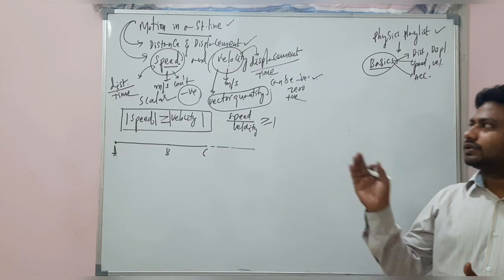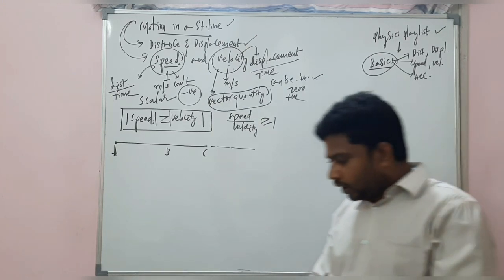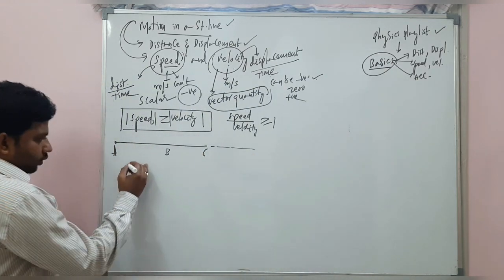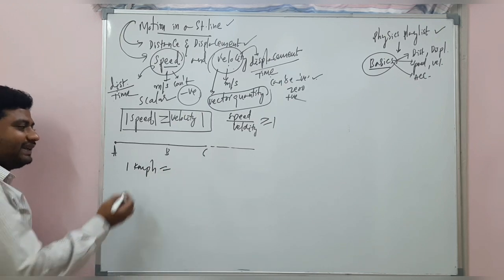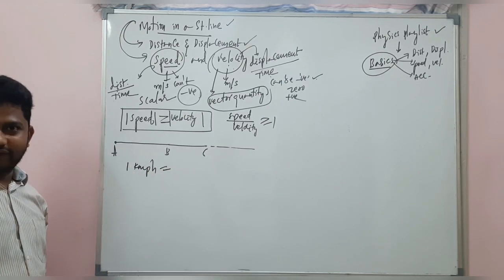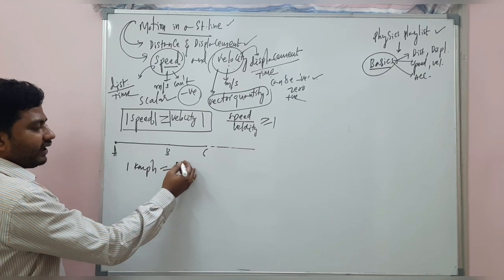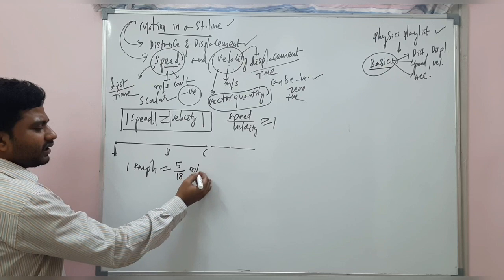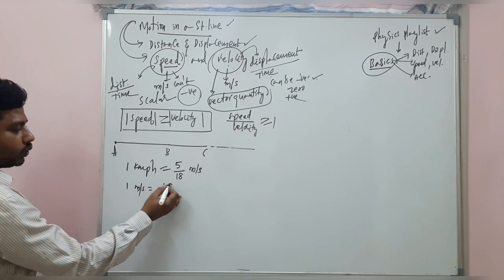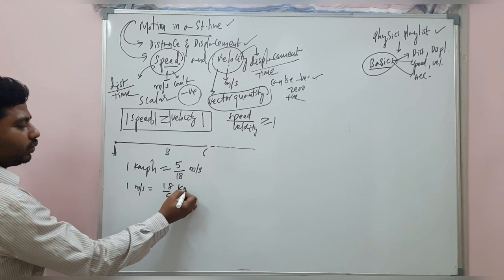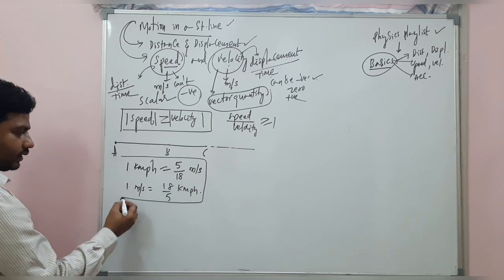Now, most of the students will have general confusions in conversion of units. Especially when it comes to speed and velocity, conversion of units is very important. Look here, 1 kilometer per hour. What is this kilometer per hour? It is the bigger unit of speed or velocity. So 1 kilometer per hour is equal to 5 by 18 meters per second. In the same way, 1 meter per second is equal to 18 by 5 kilometers per hour. Is it all right, my dear students? Clear?